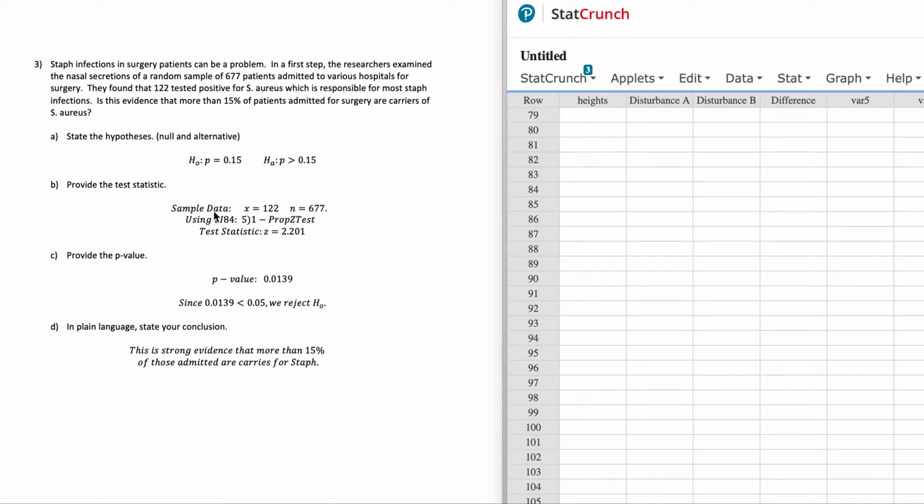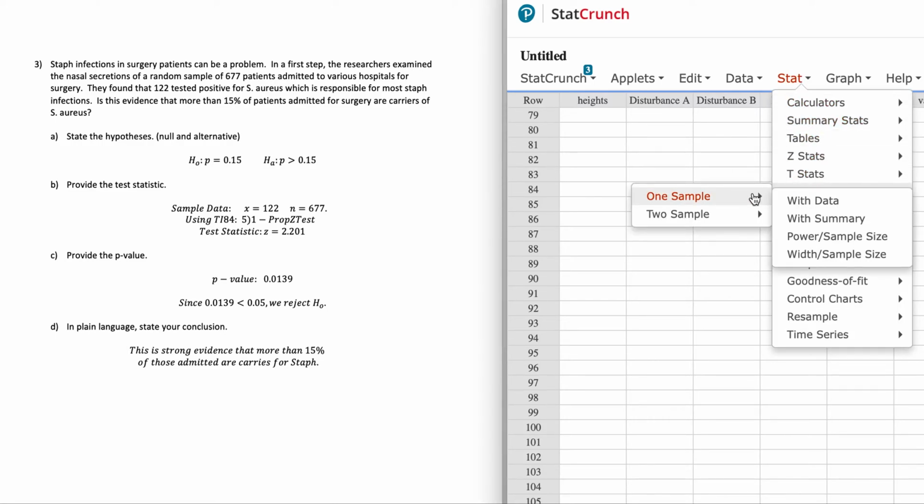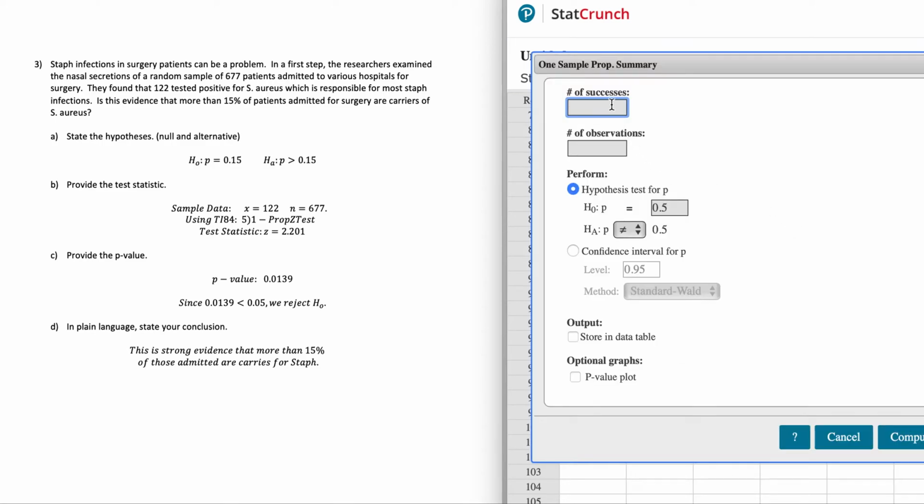Now the sample data that we found, 122 tested positive out of a sample of 677, and we could use a 1 proportion z-test in our TI calculator. In StatCrunch, if I were to come over here and press Stat, we're doing proportion statistics, 1 sample, and we have the summary data. So again, let's enter the number of successes, 122 positives, the number of observations. Our sample size was 677.